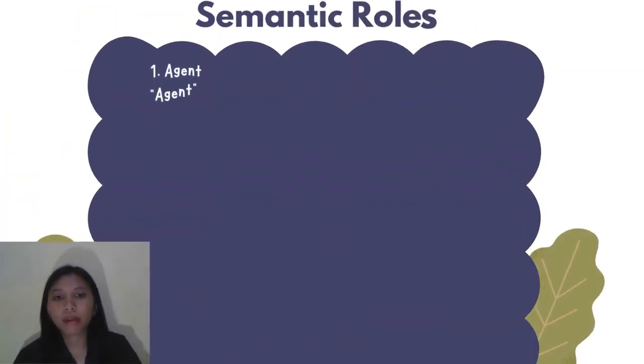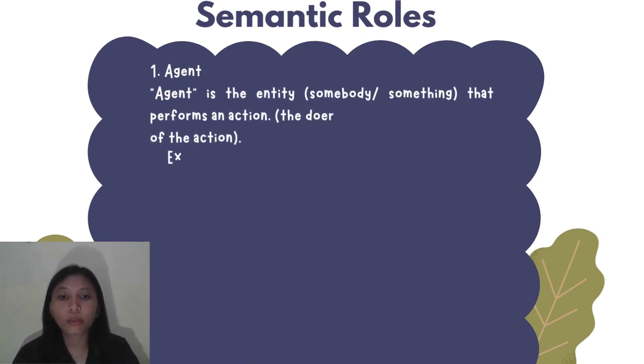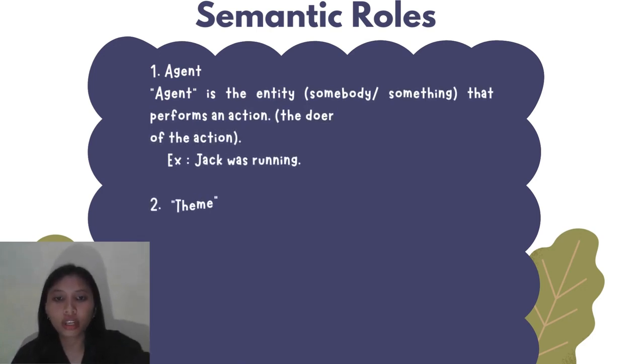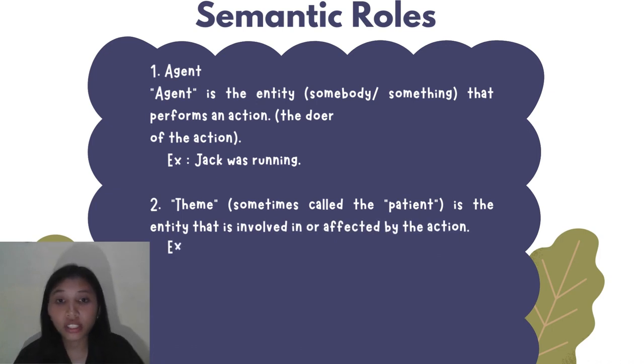The next topic is about semantic roles. Semantic roles are divided into 9. Number 1, agent. Agent is the entity, somebody or something, that performs an action, or we can say the doer of the action. For example, Jack was running, so the agent is Jack.